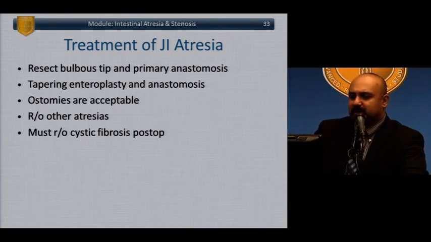there's a chance you're going to have other atresias. These atresias, other than the duodenal atresias, which are mainly caused from a problem with recanalization of the lumen, are actually caused from a vascular insult. So there can be multiple areas of the intestine that can be affected. And rule out cystic fibrosis if you can post-op.